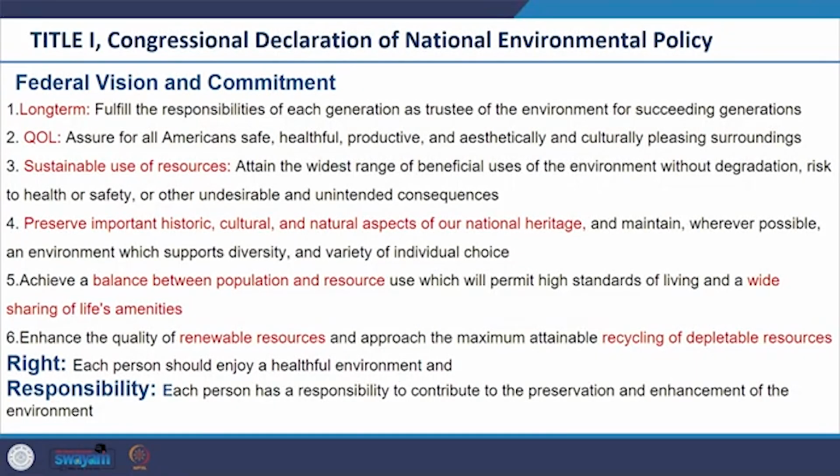So looking at the federal vision and the commitment behind this, one was long term, that is to fulfill the responsibility of each generation as trustees of the environment for succeeding generations. So the vision was long term, plus it was of assuring quality of life, to assure for all Americans safe, healthful, productive, and aesthetically and culturally pleasing surroundings. Then the vision was about sustainable use of resources. Likewise, there was importance given to preserving important historic, cultural, and natural aspects of the national heritage, as well as a target to achieve a balance between population and resources, as well as enhance the quality of renewable resources and approach the maximum attainable recycling of depletable resources.